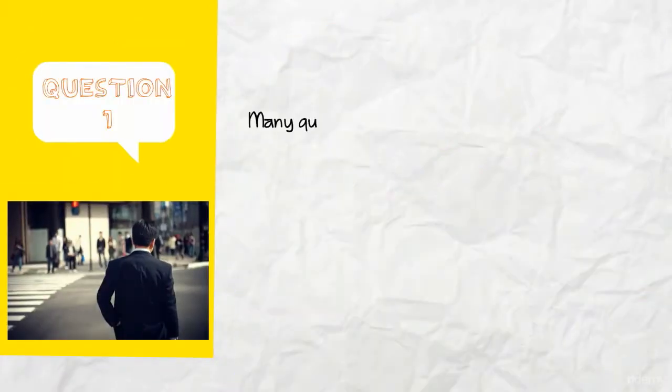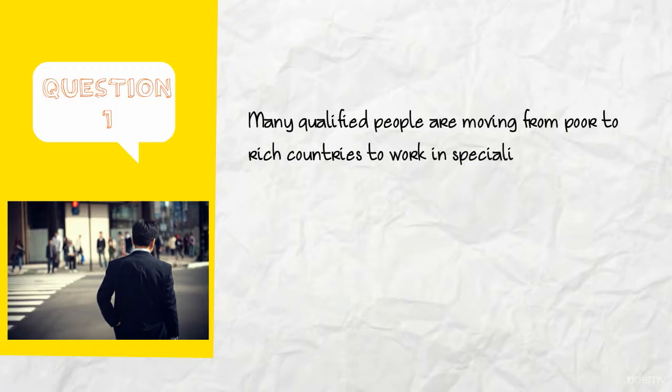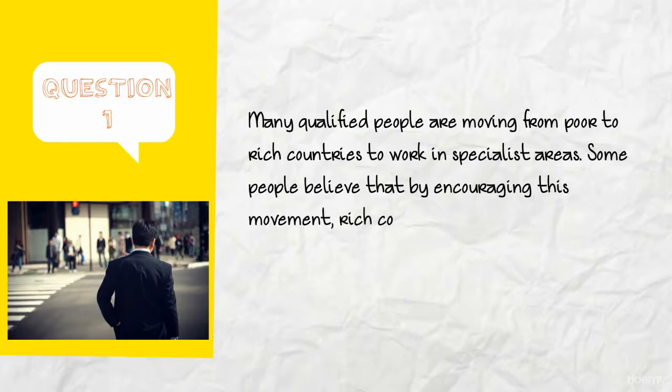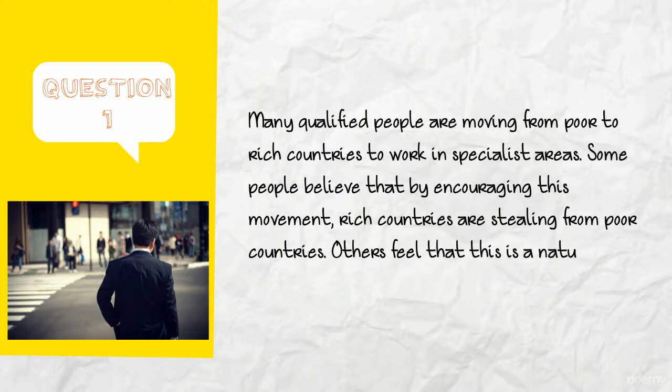Let's look at some example. Question 1. Many qualified people are moving from poor to rich countries to work in specialist areas. Some people believe that by encouraging this movement, rich countries are stealing from poor countries. Others feel that this is a natural movement of workers. Discuss.